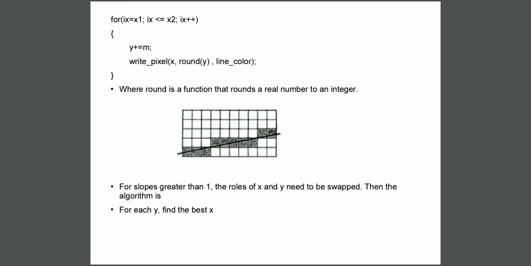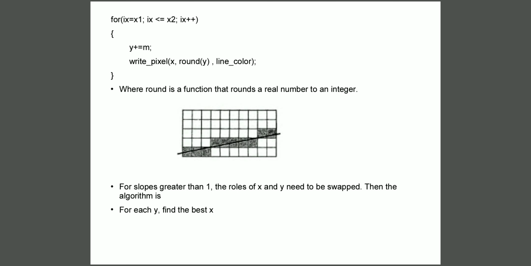As we increment the x coordinate value, corresponding to that we are supposed to increment the y coordinate value also. How we are going to increment the y coordinate value is, each time we will add the slope value, that is the m value, to the y coordinate value. So we have written the expression as y plus equal to m, or you can also write it as y equal to y plus m. Plus equal to is a shorthand operator, that is why we have written y plus equal to m.